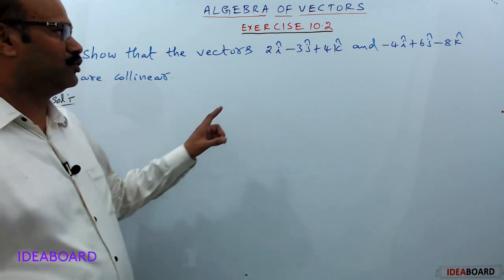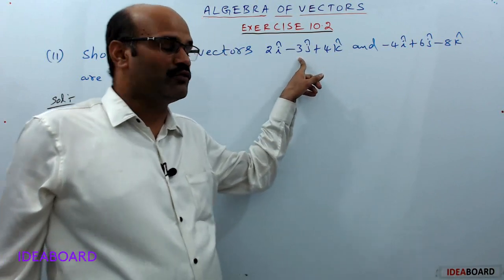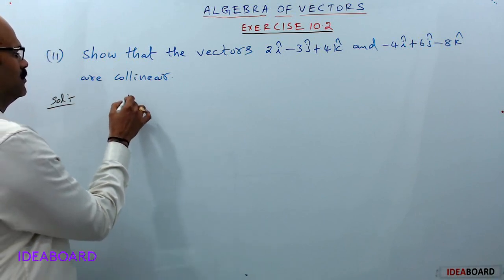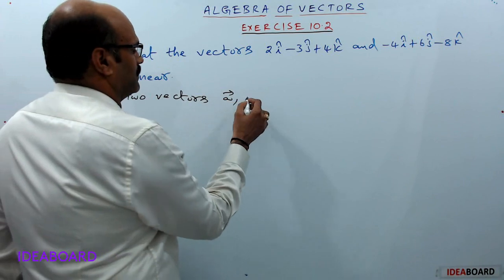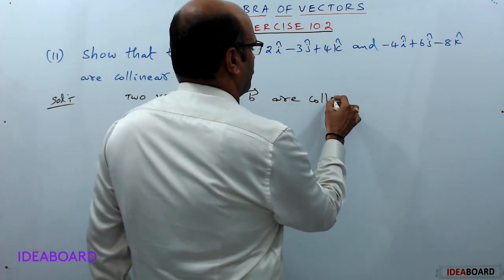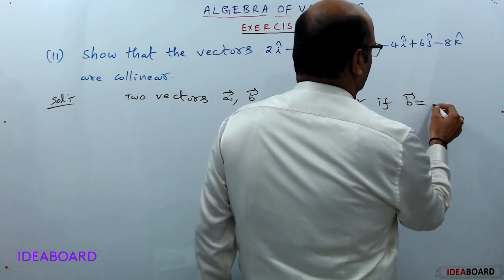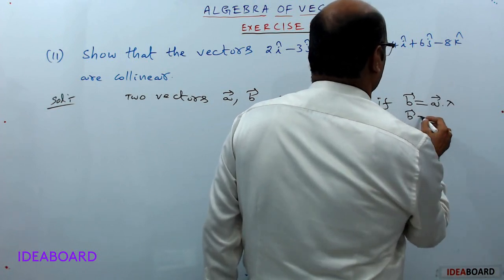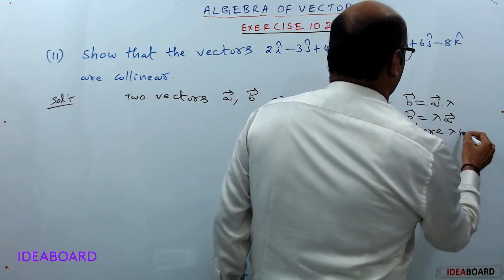We know that two vectors a bar and b bar are said to be collinear if a vector equals lambda into b vector. Two vectors a bar and b bar are collinear if b vector equals a vector into lambda, or b vector equals lambda into a vector, where lambda is a scalar.